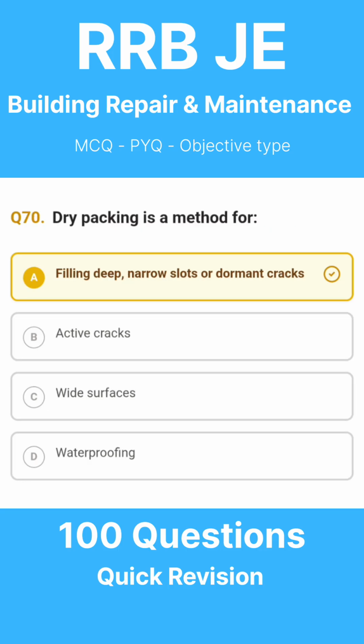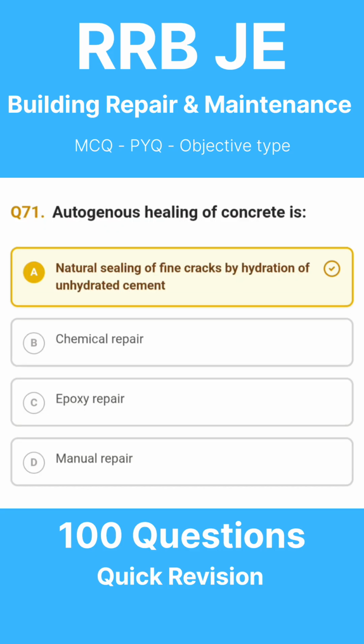Question 70. Dry packing is a method for. The correct answer is filling deep, narrow slots or dormant cracks. Question 71. Autogenous healing of concrete is. The correct answer is natural sealing of fine cracks by hydration of unhydrated cement.